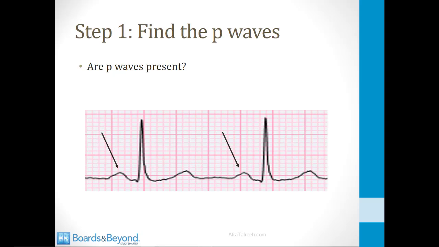When you're shown an ECG and you're trying to interpret it, the first thing I recommend you do is try to identify the P waves and ask yourself the question, are there P waves present in this ECG? If you see P waves present like shown here on this ECG, that's the first step to making an interpretation of all the major findings on the tracing.